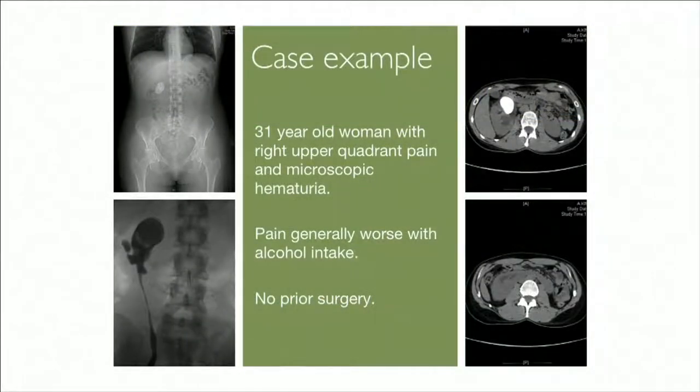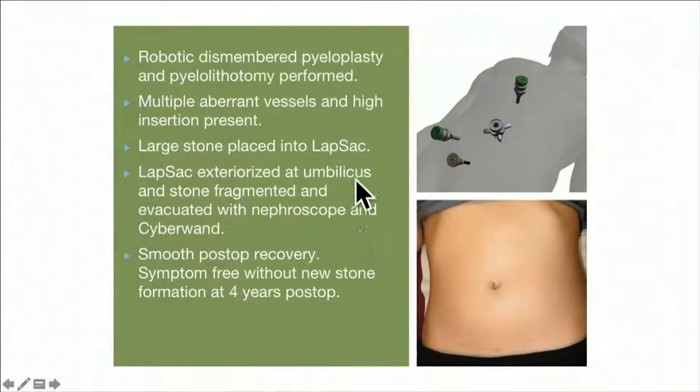This is just a quick case example, a 31-year-old woman with right upper quadrant pain, a very large renal pelvic stone and a UPJ obstruction. You can see the horseshoe kidney here. No prior surgery. Again, a robotic pyeloplasty removed the 5-centimeter stone. There were multiple aberrant vessels and a high insertion, but this is all very manageable using normal pyeloplasty techniques. Nice outcome in terms of cosmetics and good long-term outcome.